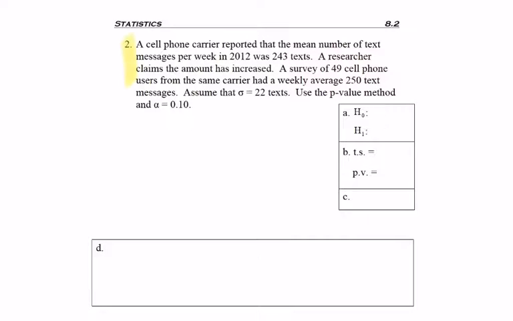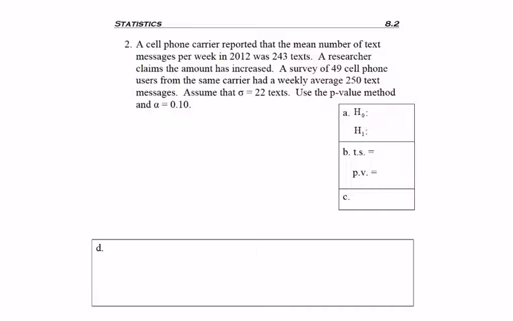My second example: a cell phone carrier reported that the mean number of text messages per week in 2012 was 243 texts. A researcher claims that the amount has increased. A survey of 49 cell phone users from the same carrier had a weekly average of 250 text messages. Assume that sigma equals 22 texts, use the p-value method, and alpha equals 0.10.